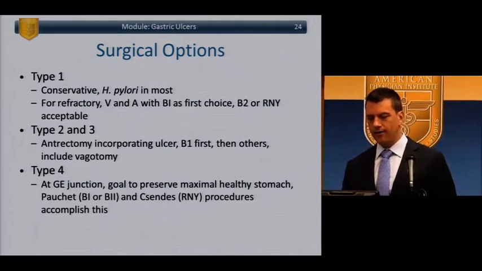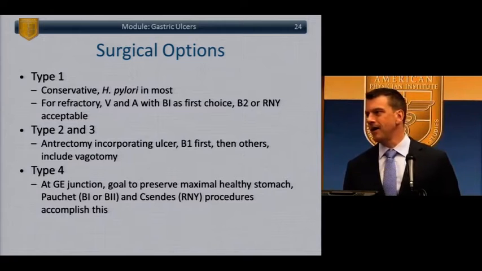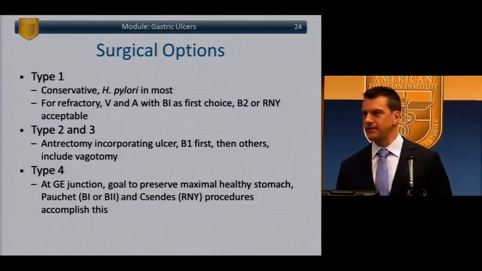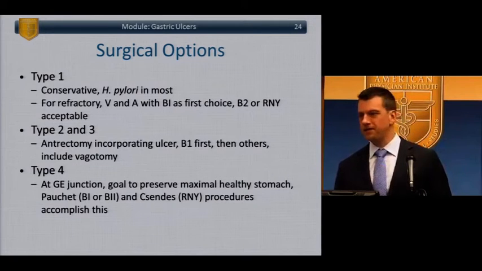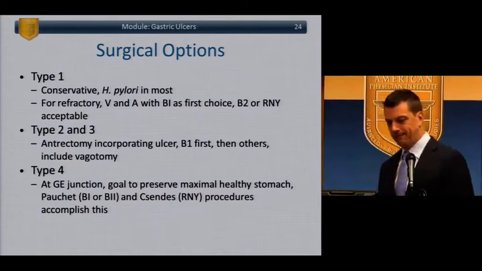Type 2 and 3 are acid related, so you need to do a complete antrectomy. Things to avoid here are retained antrum. So if you see a scenario of someone who's had an ulcer procedure, they come back again, they have high acid secretion, one of the choices you may want to rule out is the presence of retained antrum, because you're still getting a very high gastrin signal to produce more acid.